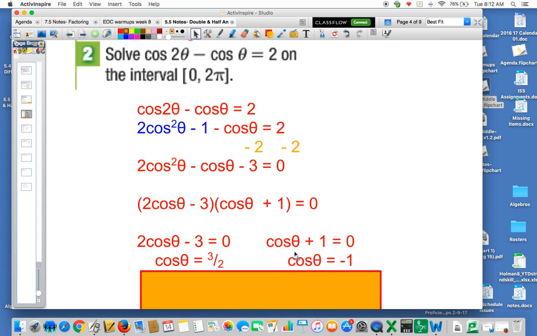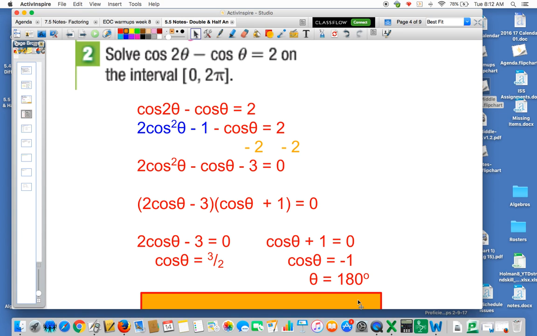So if I look at my unit circle, cosine of what angle gives me negative 1? That answer is 180 degrees. Over here, cosine is 3 over 2. You'll never see this on the unit circle. 3 divided by 2 is 1.5. That's too big. That doesn't work. So this one we would just cross out. This is basically some sort of extraneous solution, but we do have our answer right here. This angle has to be 180 degrees. And that's it.